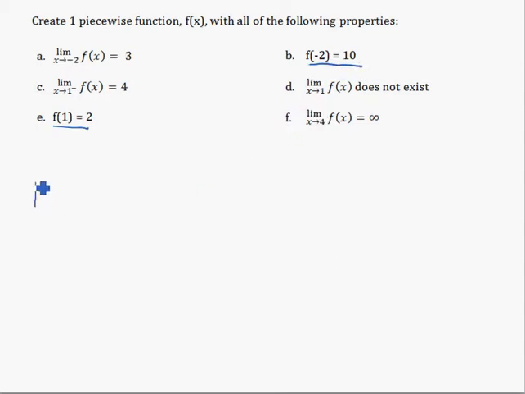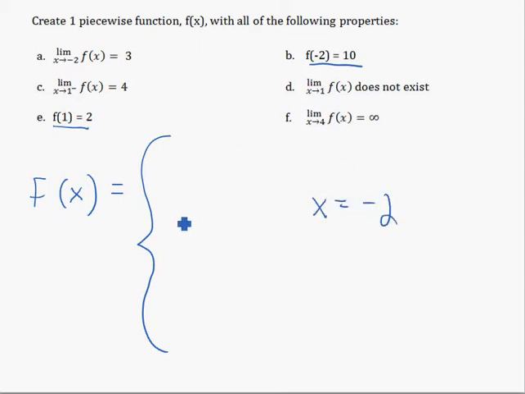So what I'm going to do here, check this out. Now your function could be completely different from my function. There are infinitely many different functions that have these properties. But watch how I do this. I know at 1 I want it to be 2, and at negative 2 I want it to be 10. Well, I'm going to define that at x equals negative 2, this function equals 10. There you go. That's how easy that was.